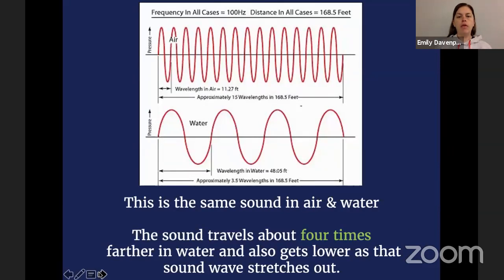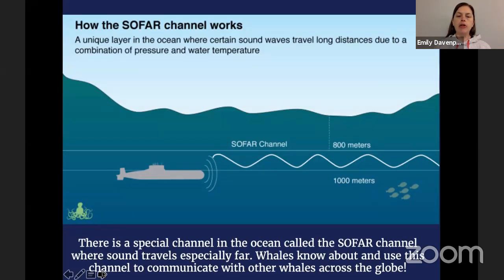So this is the same sound in air and water. And as you can see, the sound wave lengthens out. So it travels a little over 4 times farther in water and gets lower because, again, that wave gets longer. So the sound is going to get deeper, but it's going to be able to go further in the water. And in the ocean, there's actually a special channel called the SOFAR channel, where sound travels especially far. This is due to a special combination of pressure and water temperature. This special channel just exists in the ocean, and submarines use it for communication. But whales also know and use this channel to communicate with other whales across the globe.